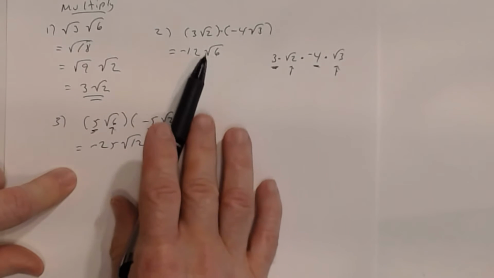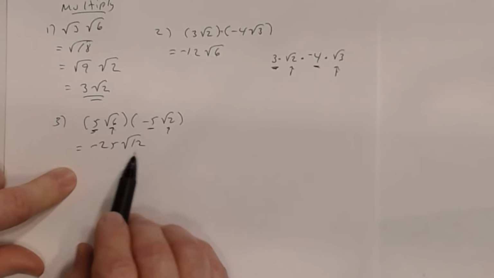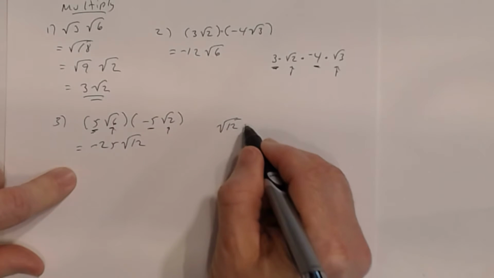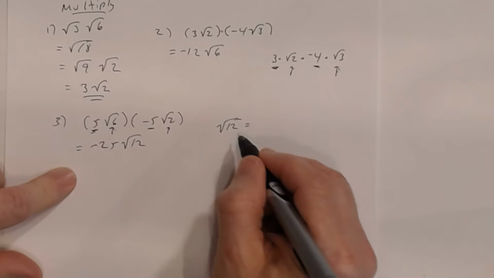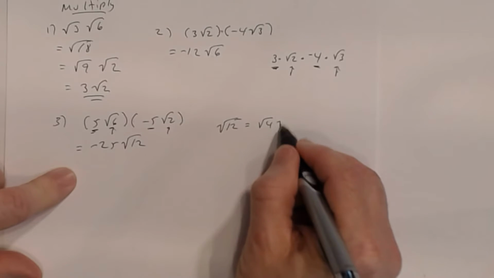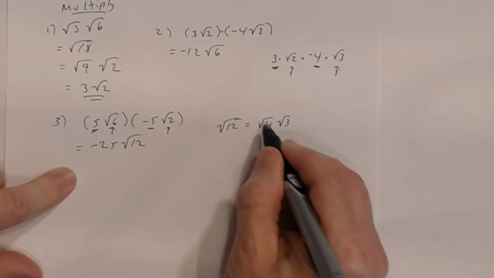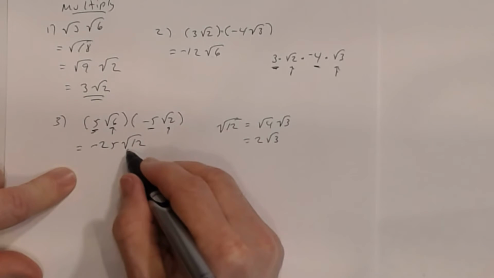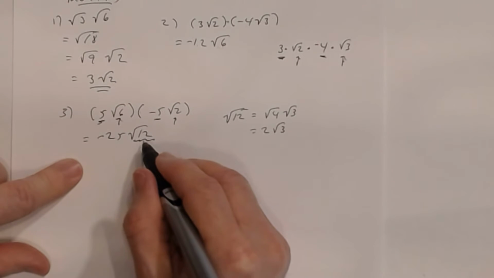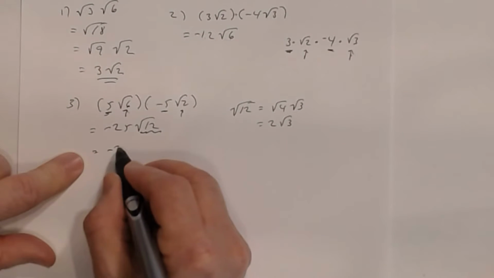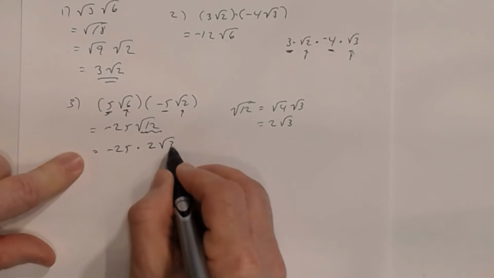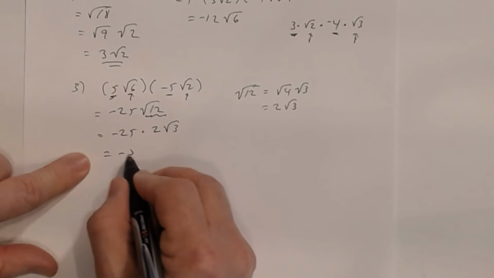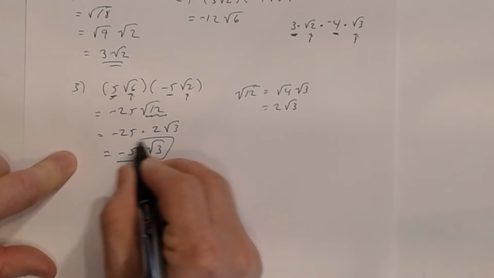Now, the difference between this one and this one is that this I can simplify. See the square root of 12? I can simplify the square root of 12 because the largest perfect square that goes into 12 is 4. So this becomes the square root of 4 times the square root of 3. And then the square root of 4 is 2, so I get 2 square root of 3. Now that is just this though, so you've got to be careful. So now I'm going to say negative 25 times 2 square root of 3. And negative 25 times 2 is a negative 50. So I get negative 50 square root of 3. And so that's the answer.